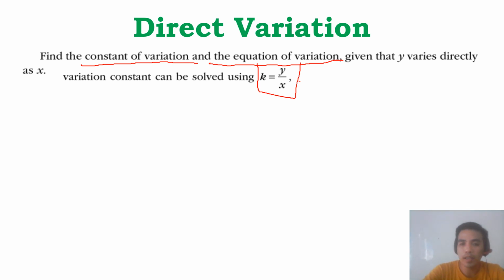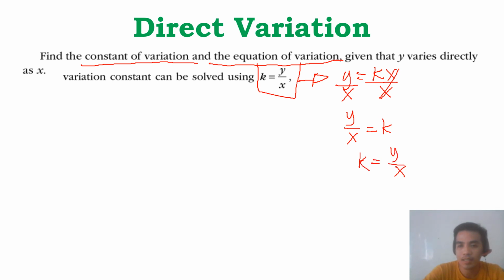So, paano ba na-derive yung constant of variation? Di ba meron tayong equation na y equals kx. Okay? Solve for k. So, we need to isolate k and we need to divide both sides by x para k na lang yung maiiwan. So, makakancel ito. So, we have y over x equals k. Or you can baliktarin mo. We have k equals y over x. Okay, so that's why naging ganito yung ating equation.